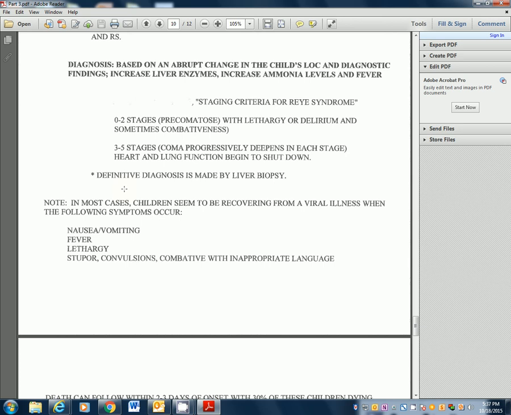I think page 956 in your book is Reye syndrome, yes. It talks just a little bit, not much. But if a child's in stage 0 to 2, then they're pre-comatose. They're going to have a lot of lethargy, delirium, some combativeness. But as they start getting into stages 3 through 5, they start going into a coma and progressively getting worse, with heart and lung functioning decreasing. Definite diagnosis is made by a liver biopsy.